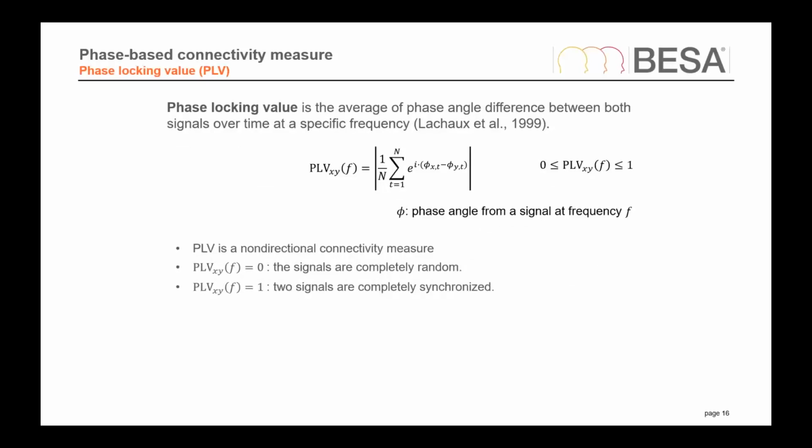Then we have the phase locking value. So that again looks at the phase relationships, but totally discards the amplitude. So it's only interested in the phase relationships between the two channels that we are looking at. And again, it's normalized between 0 and 1. This again is a non-directional connectivity measure, so we can figure out if there is a correlation in the phase space between the two channels, but we cannot know which channel was causing the other one.